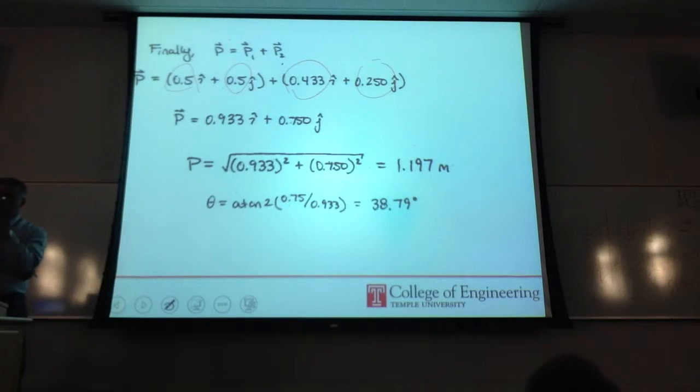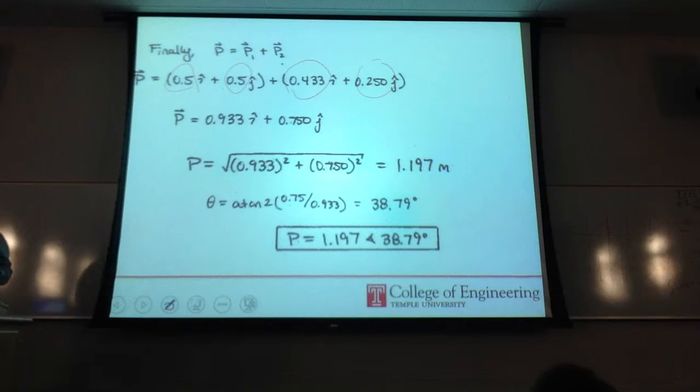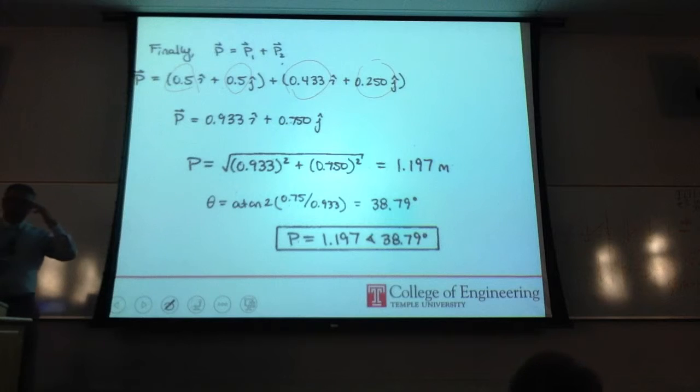So if I want to show it in a polar form, how do I show it? Yes? P equals 1.197 angle 38.79. Absolutely right. And I'm so pleased because that means you've understood it so far. Very good. So far, so good? So now, just imagine all the trigonometric manipulation that you did last week. We just did it very simply through a vector summation.